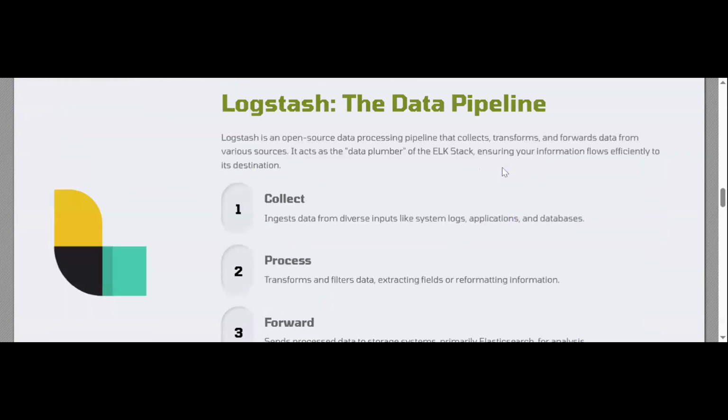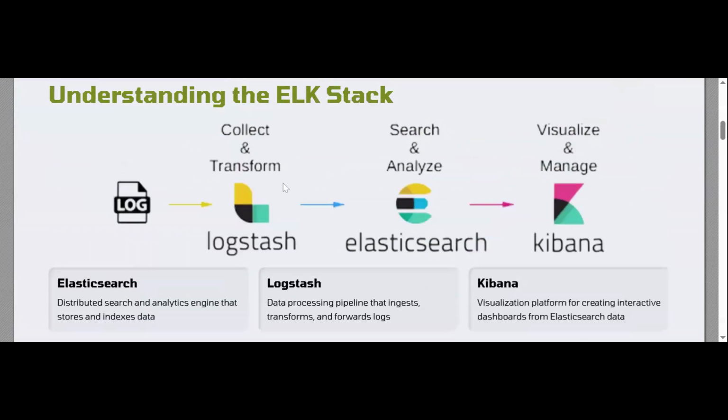Next, Logstash. Logstash is a data pipeline, as we mentioned in the first line. Logstash is also open source. All these three are open source only. Mainly Logstash is a data processing pipeline that collects, transforms, and forwards the data from your various sources. It acts like the data plumber of the ELK stack, ensuring your information flows efficiently to its destination. As you can see in this one, it is going to be the mediator.